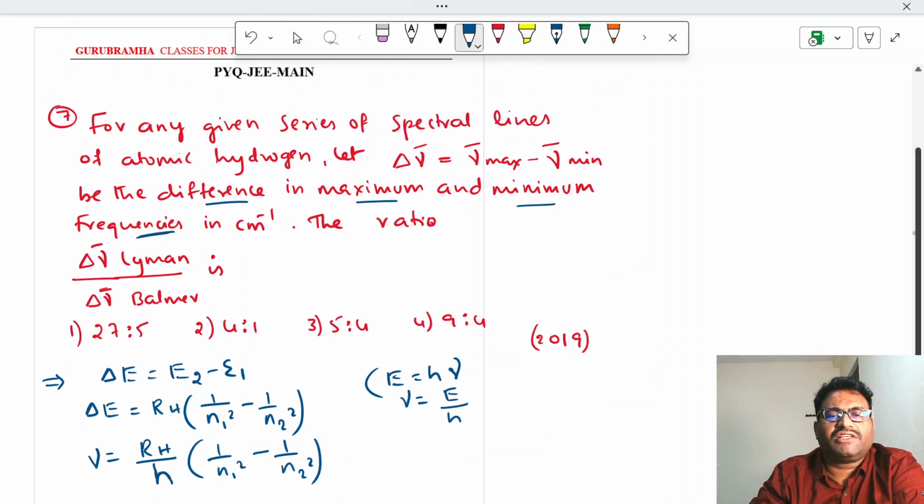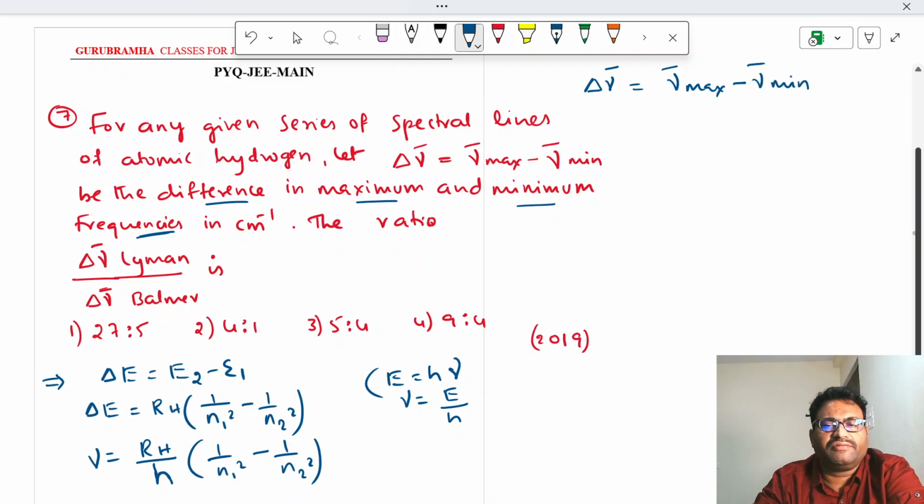So first let us calculate delta nu bar for which series. Delta nu bar is given as nu bar maximum minus nu bar minimum. Frequency is directly proportional to energy, so the more the energy difference, the more the frequency. First of all, let us consider the Balmer series.